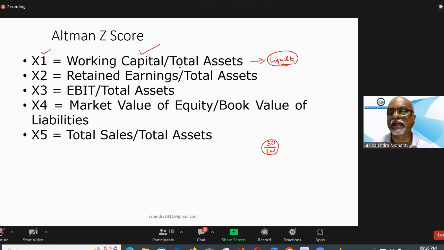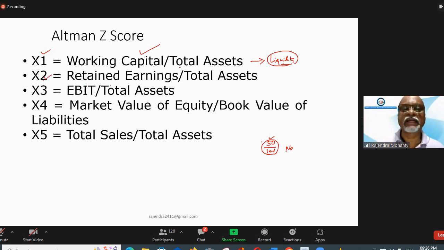Total asset is 100. Working capital is 50. Whether you have liquidity with you? No. Because when working capital is more than the total asset, then you are liquid. So these positions give you a liquidity position of the concern. Okay. Now second one is X2.